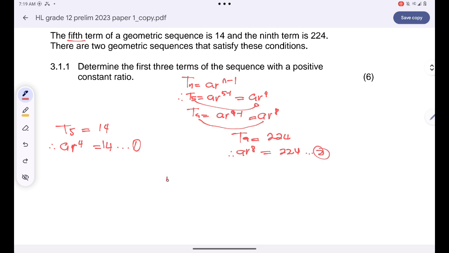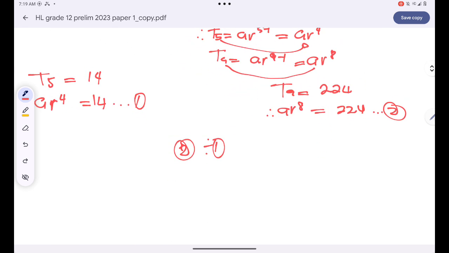I can simply say equation 2 divided by equation 1. From equation 2, I have ar to the power 8, and on equation 1, I just have ar to the power 4. From equation 2, I have 224, and on the other side, I have 14. Whenever I divide my left-hand side, the a's will cancel one another, and then r to the power 8 over r to the power 4 gives r to the power 4. And 224 divided by 14 will simply give me an answer of 16.